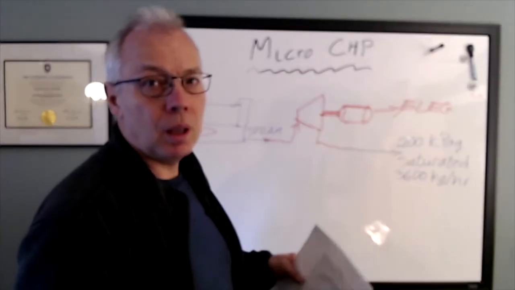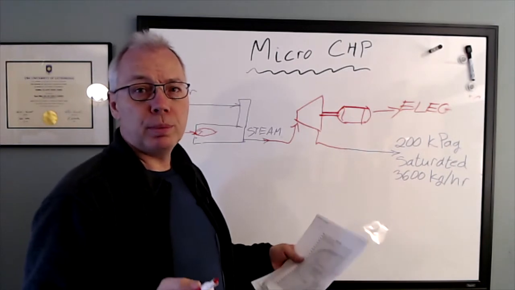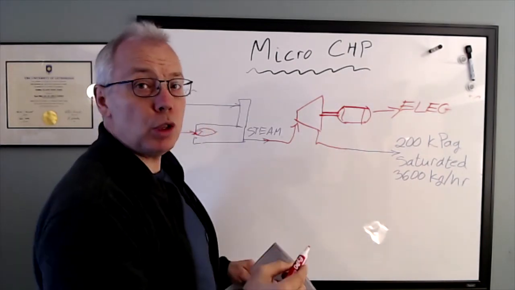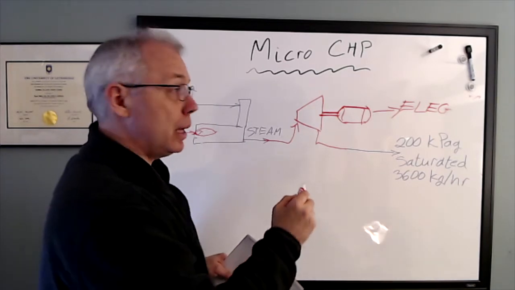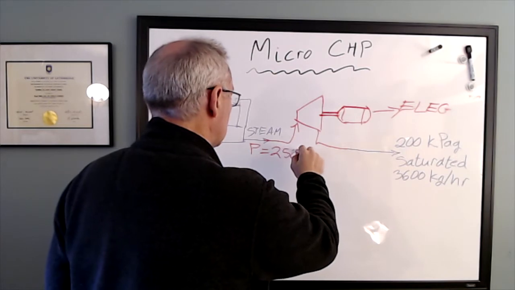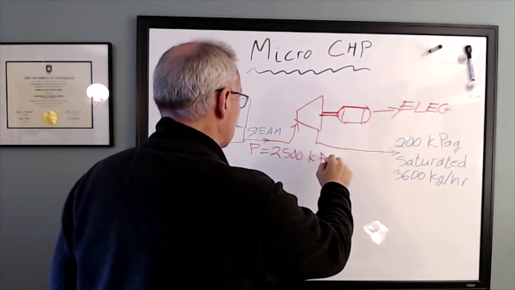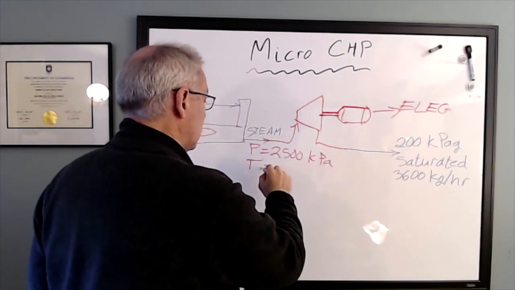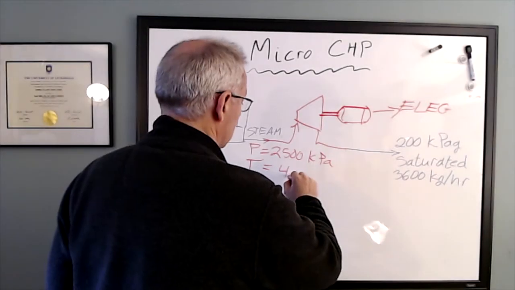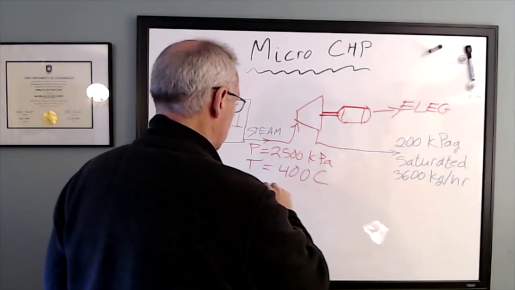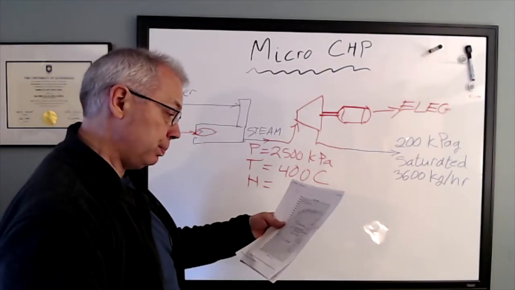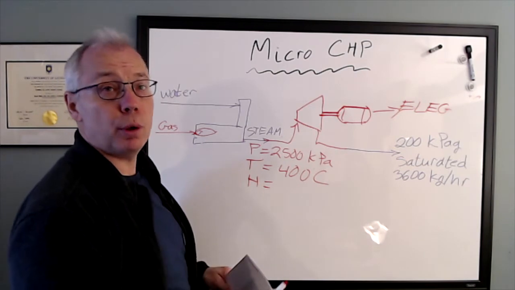Okay, so back to the whiteboard, and let's write down the things that we know. We'll make the steam at 2,500 kPa, and at a temperature of 400 degrees. And at these conditions, the enthalpy was 3,240.